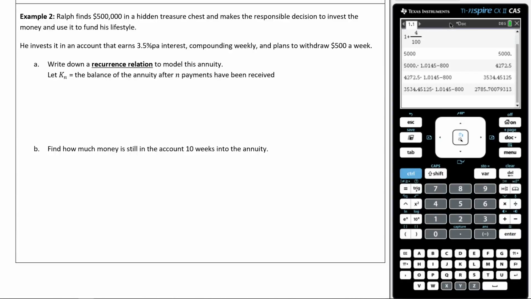All right, let's now answer this question here. It says that Ralph finds $500,000 in a hidden treasure chest. My goodness. And makes the responsible decision to invest the money and use it to fund his lifestyle. Let's just stop here for a second.